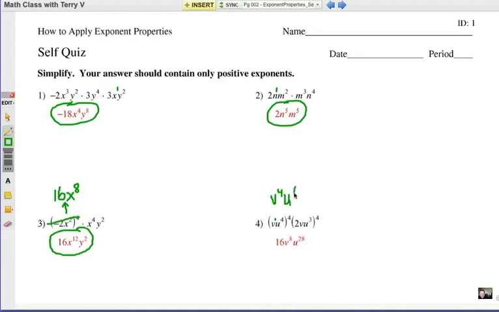Multiply those exponents together. All right, here we have 2 to the fourth, which is 16, v to the fourth, and u to the 12th. All right, now since we're multiplying these two terms together, we are going to add those exponents, and that's why we get this as my final answer. All right, let's do 4 more.